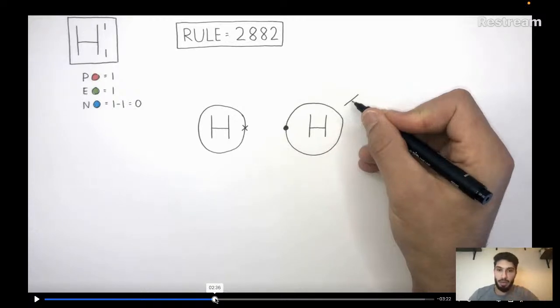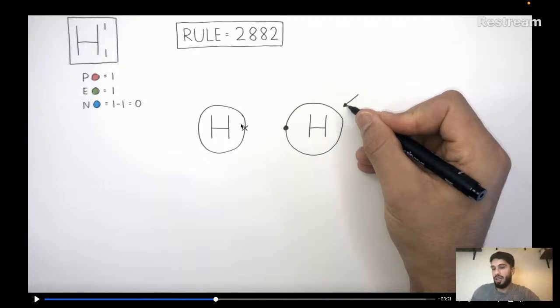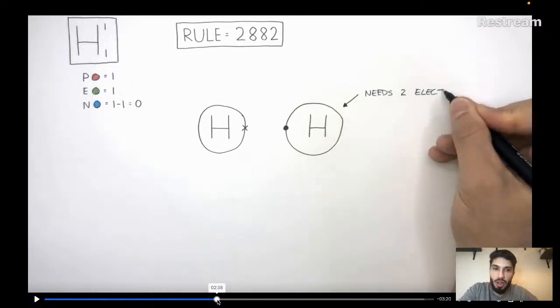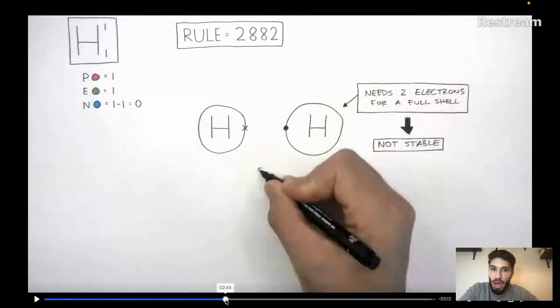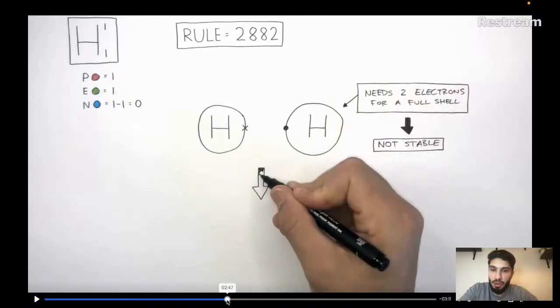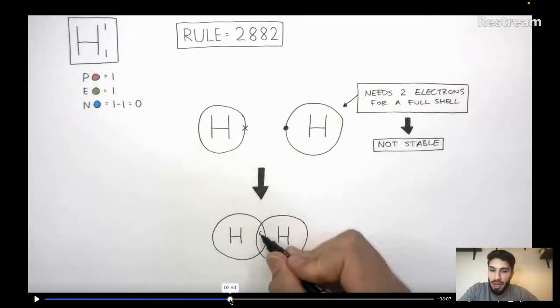Well, neither of them are stable. So if this hydrogen atom were to lose its electron and this hydrogen atom were to gain its electron, that wouldn't really work, because this hydrogen atom, although it would have a full outer shell, this hydrogen atom wouldn't. So that's not really going to happen. So look, they both need 2 electrons for a full outer shell. So what happens is, because they're not stable, they share their outer electrons.